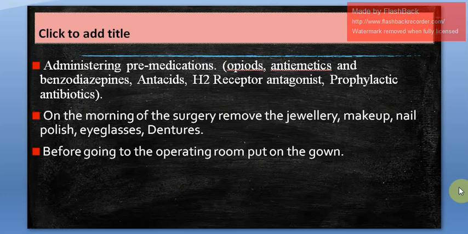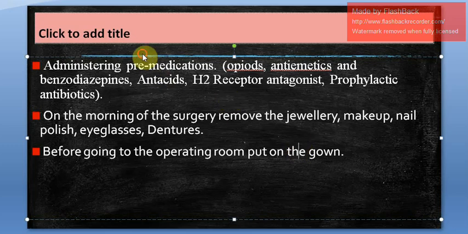Then next comes pre-medications. Most of the time before sending the patient to the OT, that is the operation theater or the operating room, you will give some pre-medications. Opioids can be given to reduce the pain of the patient, usually IV. Next, antiemetics can be given to prevent nausea and vomiting. Then benzodiazepines or sedatives can be given. Antacids could be given. All these examples we will see system-wise when we are studying. Then next is H2 receptor antagonists, which also can be given to the patient.